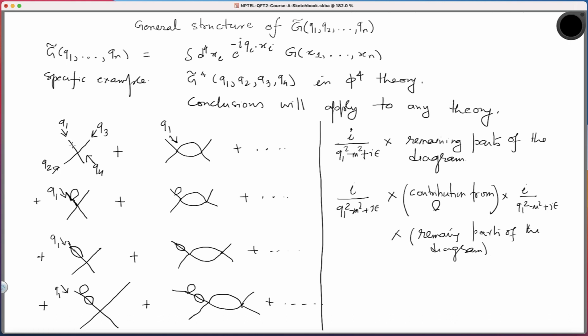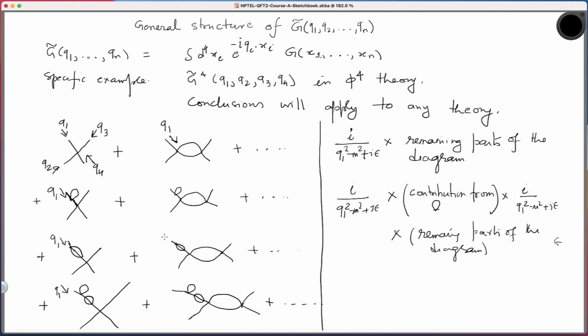Okay, and then you should supply 2 pi to the 4 delta 4 of q1 plus q2 plus q3 plus q4. That's the total delta function which conserves the momentum, and then you also have to multiply with the combinatoric factor. So the remaining parts of the diagram contain vertex, combinatoric factor times 2 pi to the 4 delta 4 of q1 plus q2 plus q3 plus q4, and the same is true for this also.